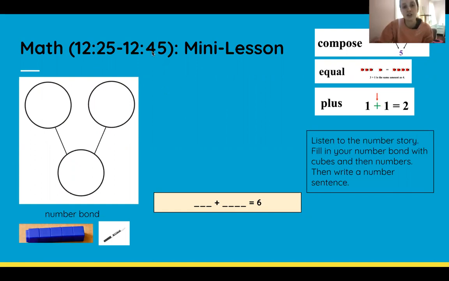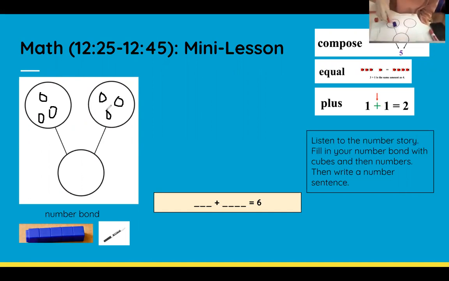This time we're going to imagine that a squirrel put 3 of their nuts in the ground and 3 of their nuts in the tree. Go ahead and use your cubes to show that. 3 of their nuts in the ground, 1, 2, 3, and 3 in the tree, 1, 2, 3. Now put them all together to figure out how many nuts they had. So you're going to move your cubes from the parts to the whole. Figure out how many they had all together.